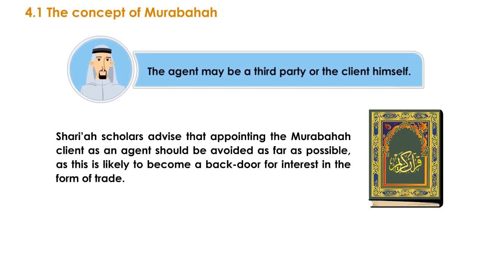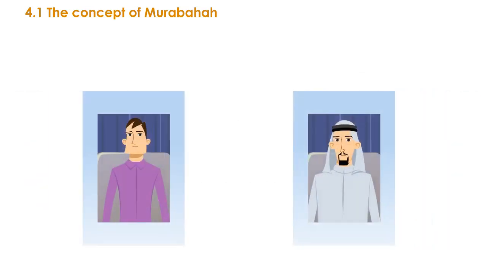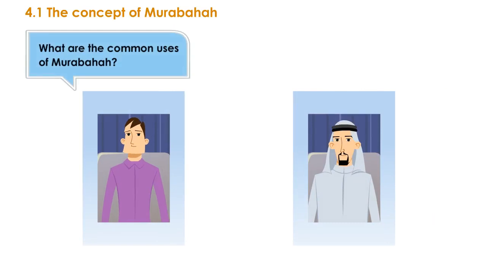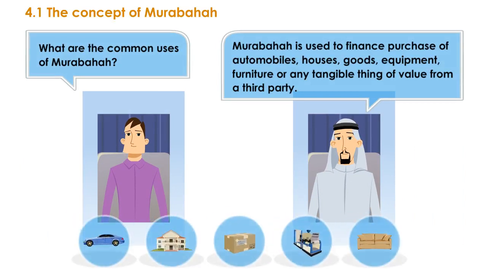Sharia scholars advise that appointing the Murabbaha client as an agent should be avoided as far as possible, as this is likely to become a backdoor for interest in the form of trade. Remember, Islamic banks engage in buying and selling. Financing is merely a byproduct of a trade transaction. Murabbaha is used to finance purchase of automobiles, houses, goods, equipment, furniture, or any tangible thing of value from a third party.